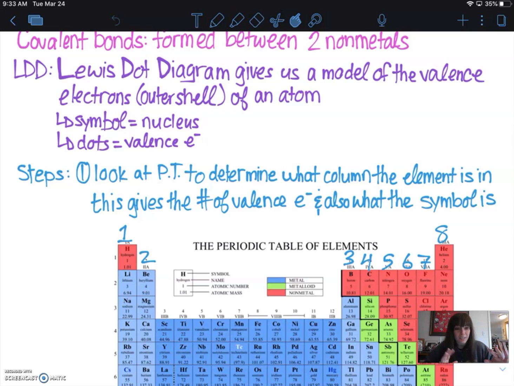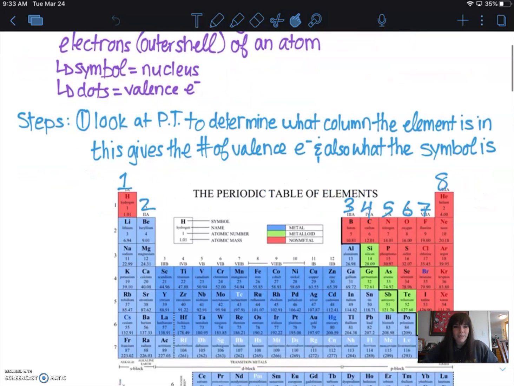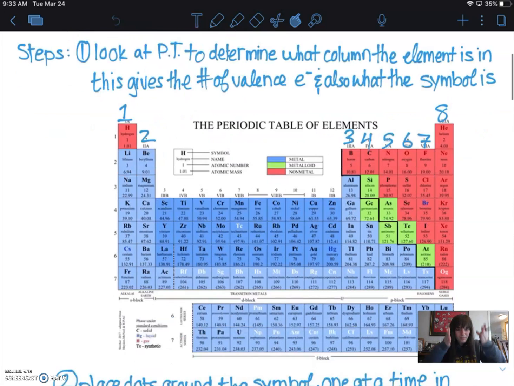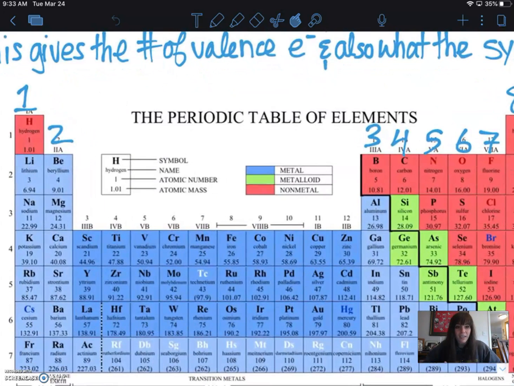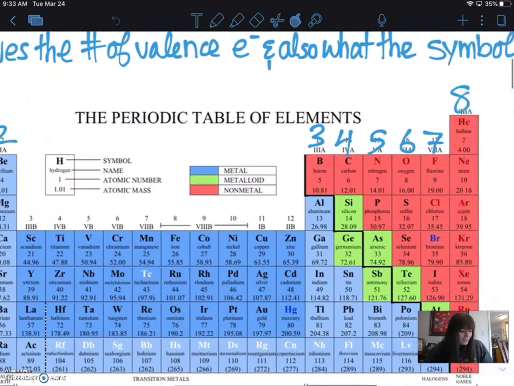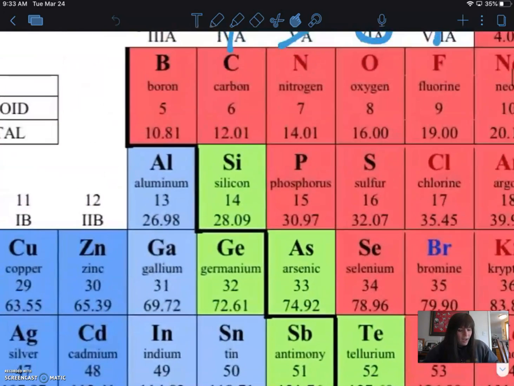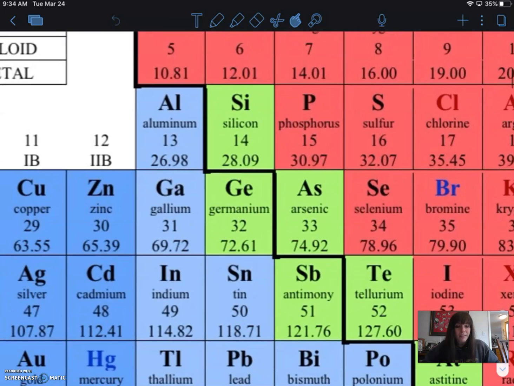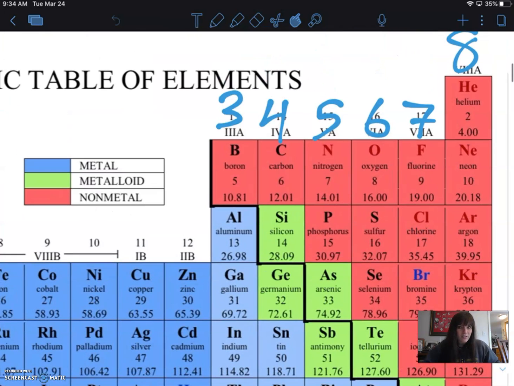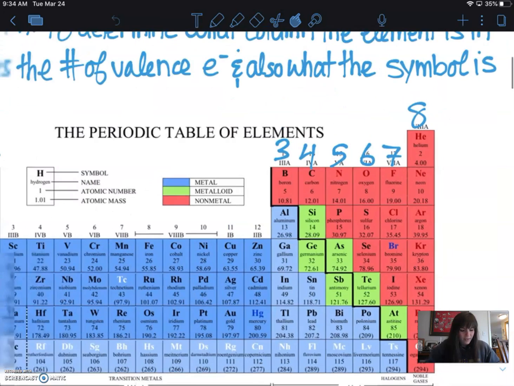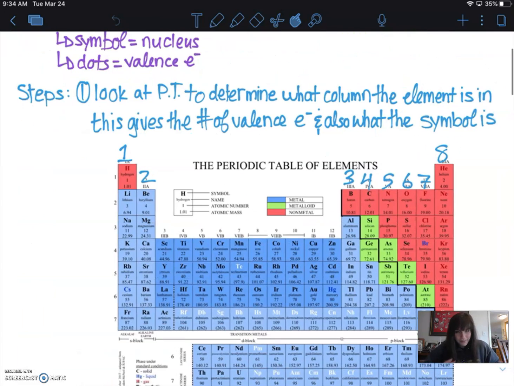So our steps in drawing Lewis dot diagrams are to look at the periodic table and determine what column the element is in, because this gives us not only the symbol but also the number of valence electrons. So columns are up and down. If we were looking at, say, selenium, right here in number 34, I would be able to say, oh okay, my symbol is going to be Se. And if I look at the top of my column, it's 6. So I'm going to have 6 valence electrons. It's just a reminder of how to use the periodic table properly.